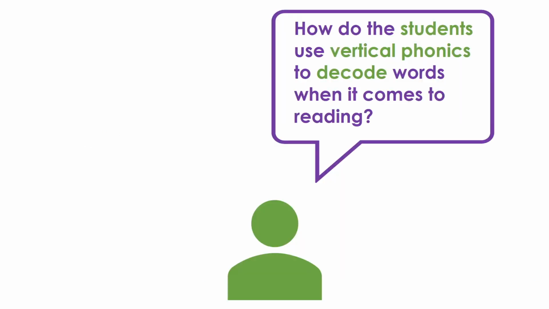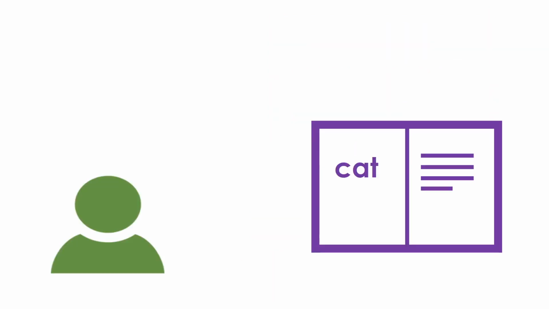How do students use vertical phonics to decode words when it comes to reading? Phoneme-phonogram relationships are very important when it comes to reading. Grapeseed uses repeated practice and systematic review so that students memorize these relationships to the point where they are automatically able to respond with the correct phoneme.